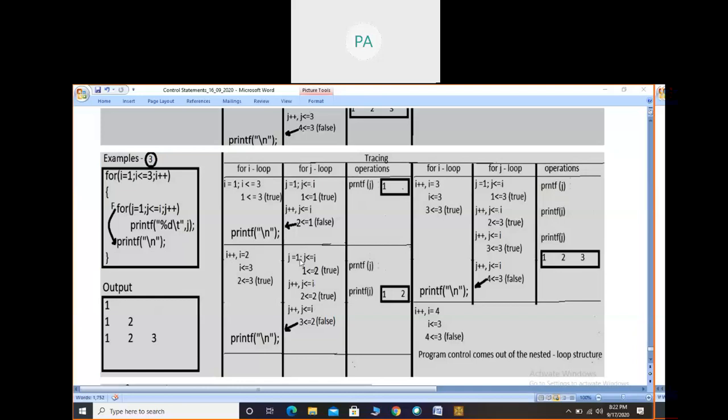So for today, you can copy this example, tracing and output, then you can leave. So we shall stop the class. Tomorrow we can continue.